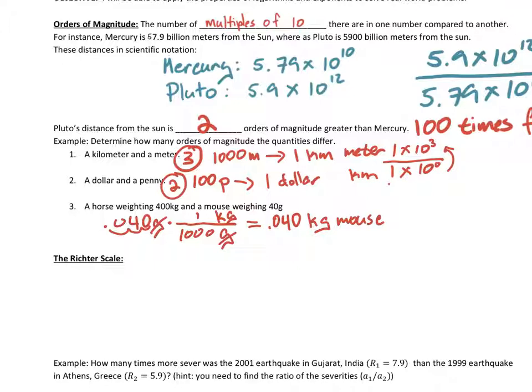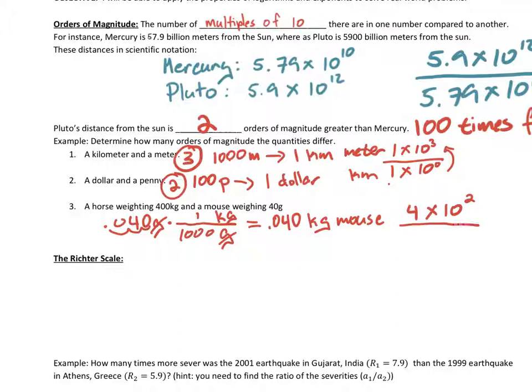And then my horse is 400. Okay, so my horse, 400. I'm going to change this to scientific notation. Again, there's other ways of doing this. You might just see the difference in our decimal places. But when in doubt, this is a good strategy to use. So if I were to take 400 kilograms and change it to scientific notation, that would be 4 times 10 to the power of 2.